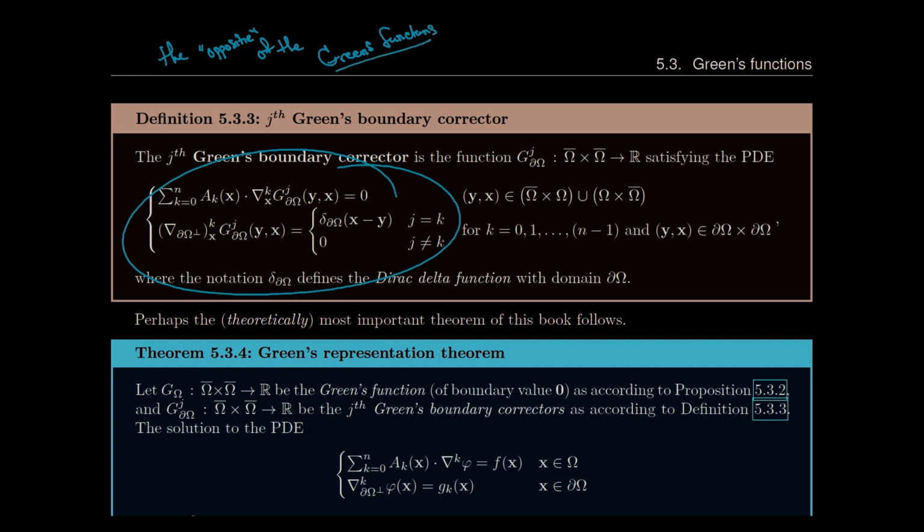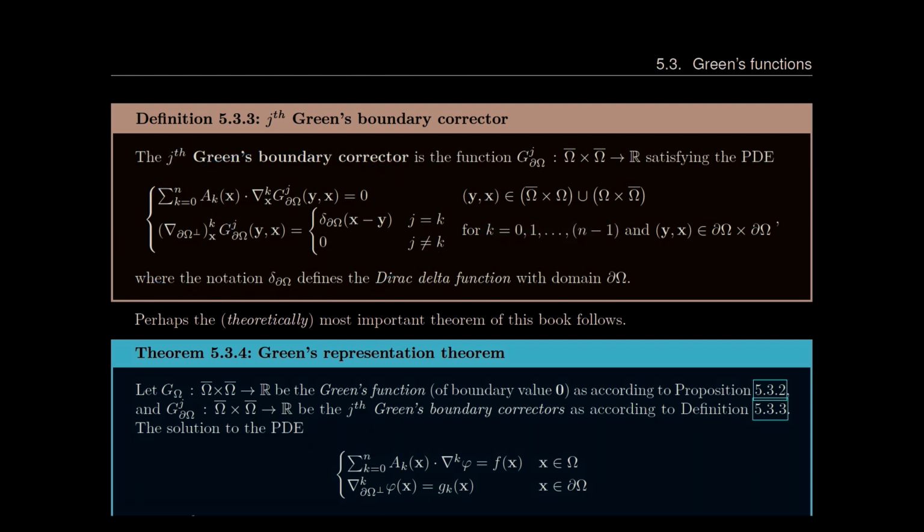So Green's function was delta in the PDE, 0 on the boundary. The corrector is 0 in the PDE, and it's delta on the boundary. So that's the only difference. And then, we're talking about having j copies of these, and we need j copies of them because potentially we could have a lot of boundary conditions to satisfy. So it's just a question of how many boundary conditions do I actually have to satisfy. That's as many correctors as I need.